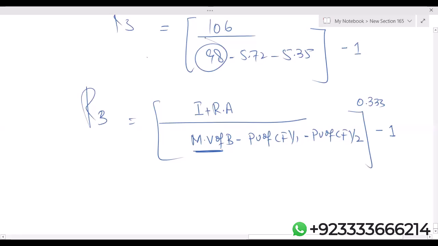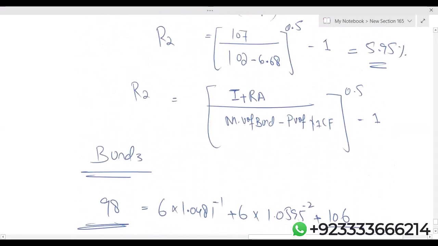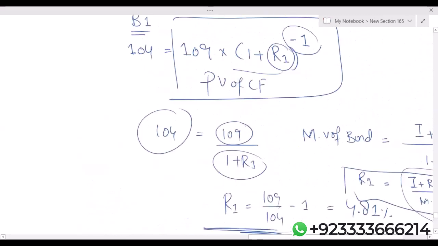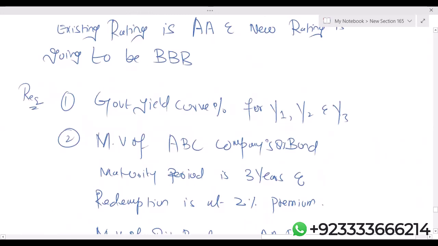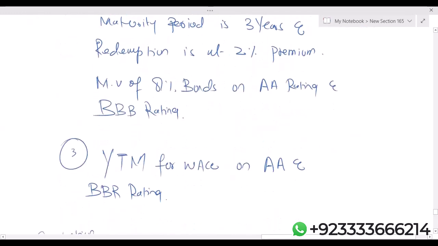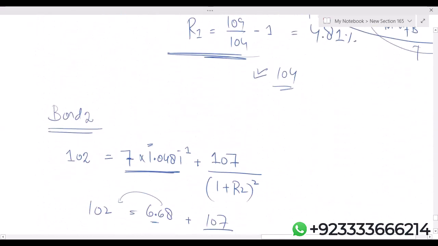So students, you have calculated the government yield of year 1, year 2, and year 3. Now, after that, the next requirements are very, very easy. Not difficult, I would say, at all. Okay, this is done. Market value of ABC company's 8% bond, maturity period is 3 years, redemption is 2%, but you have to calculate the market value of the bond 2 times: when the rating is AA and when the rating is triple B. Let's see.